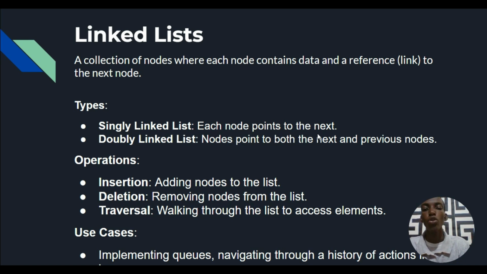So we have different operations like insertion, whereby we're adding a node to the list. We have deletion, whereby we're removing nodes from the list. We also have traversal, working through the list to access each element. Remember, this is just like a loop. Now for use cases, we have implementing queues, and navigating through a history of actions in our browser.